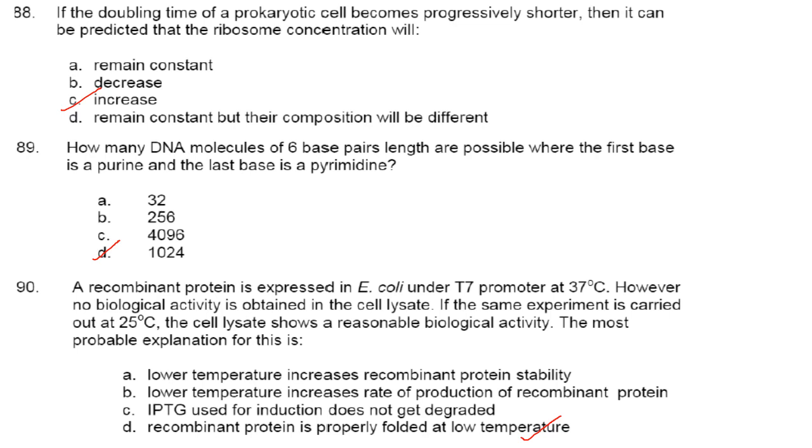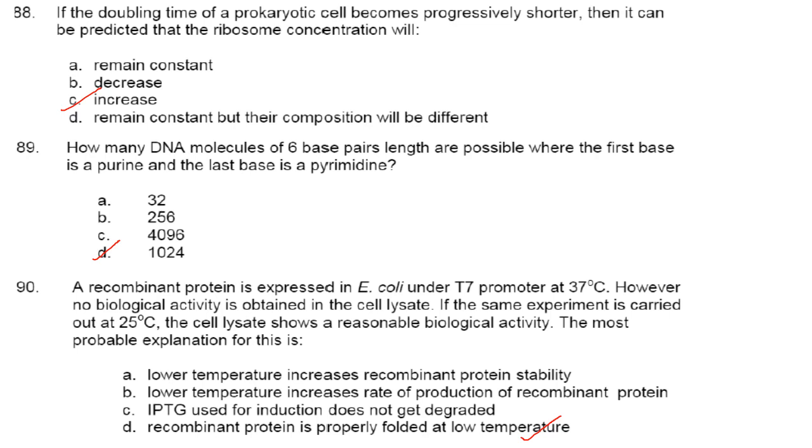Then, how many DNA molecules of 6 base pair length are possible where the first base is a purine and the last base is a pyrimidine? So in the first and the last places only purines or pyrimidines can be present. So 2 factorial for those two, first and the last places. Then the 4 places in between can be occupied by either A, T, G or C. Hence 2 factorial into 4C1 into 4C1 into 4C1 into 4C1 into 2 factorial.